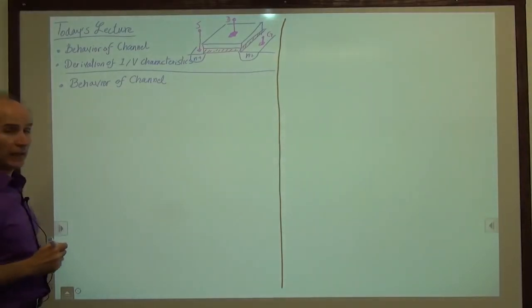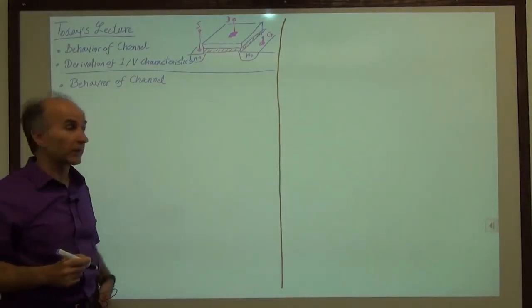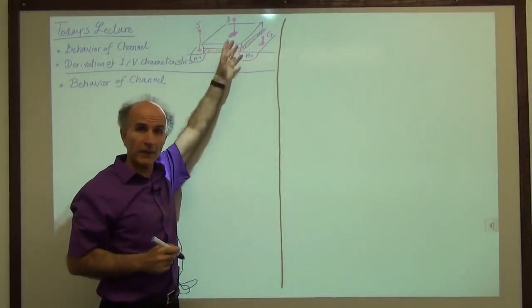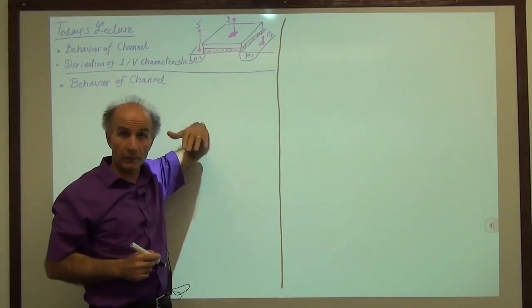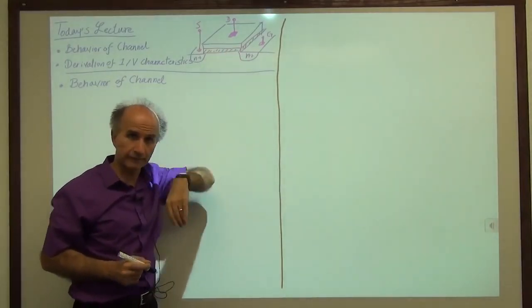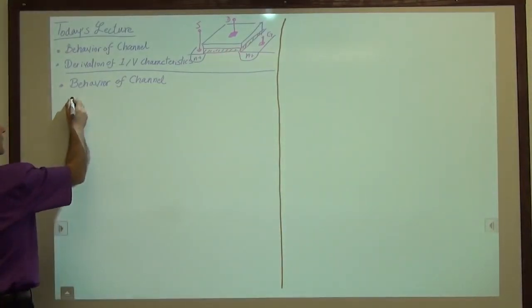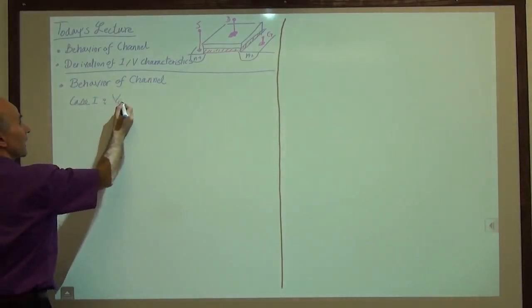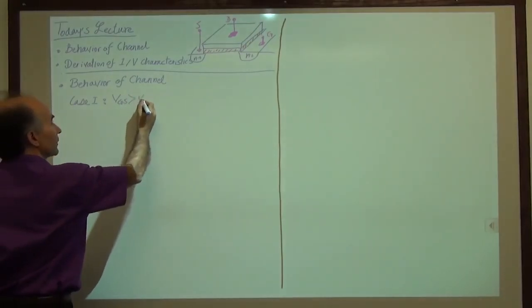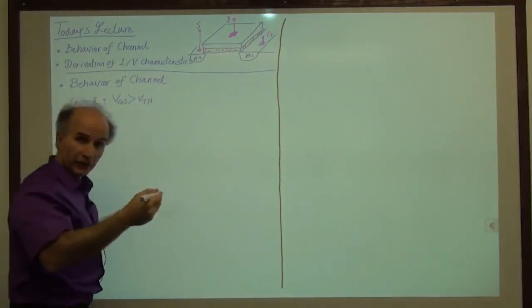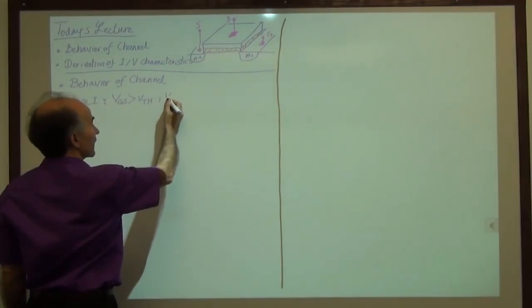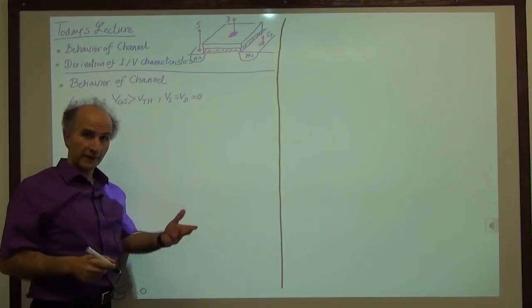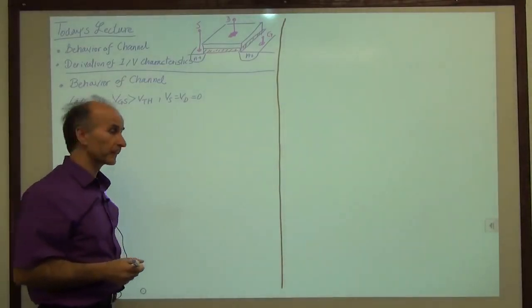Okay, so we consider two cases. Case number one, the source is at 0, the drain is at 0, and we just have a positive gate voltage above a threshold, so we have some sort of channel. So let's do that. Case number one, VGS is greater than VTH to have a channel, and VS and VD are equal to 0, and of course the substrate is also connected to 0.